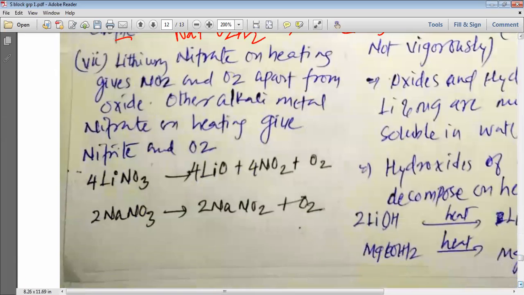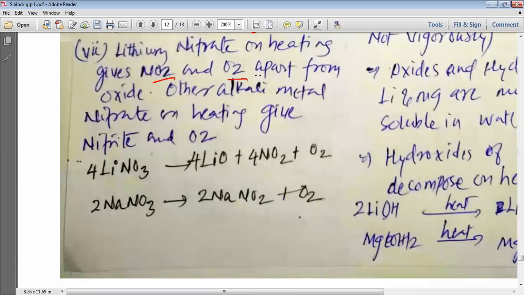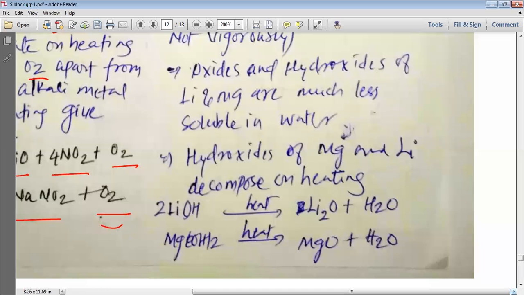Lithium nitrate on heating gives NO2 and O2, whereas the other nitrates on heating give the nitrite and O2. You can see that LiNO3 gives 2Li2O plus 4NO2 plus O2, but NaNO3 will give NaNO2 and O2. So lithium nitrate gives lithium oxide, but sodium nitrate will give sodium nitrite and oxygen. Nitrogen dioxide is not produced in the case of the other alkali metal nitrates.